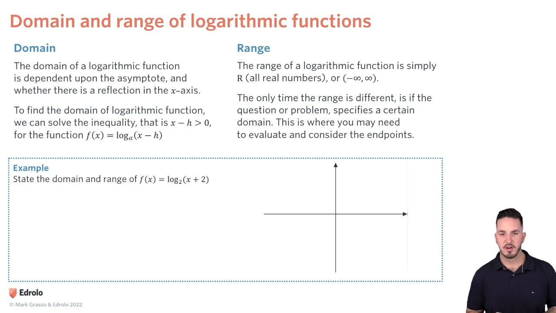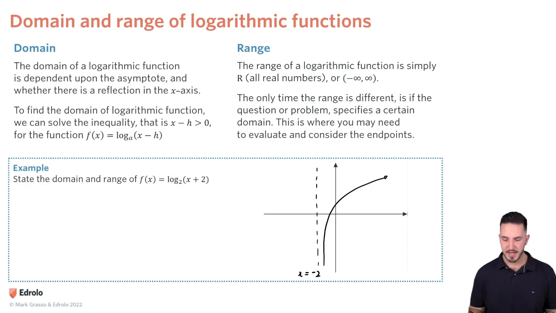State the domain and range of f of x equals log 2 of x plus 2. What we can notice is that we have the vertical asymptote at x equals -2. I'm not going to worry about where the exact x and y intercepts are in this instance, but I will notice that there are no reflections. So the general shape of this graph is going to look like so. It's going up towards the right.